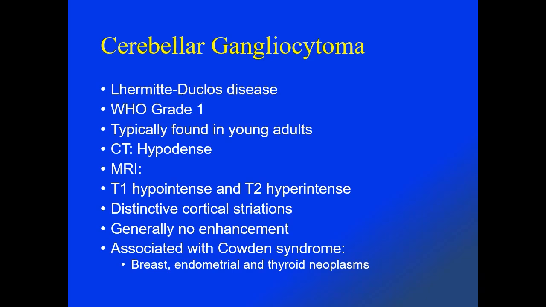This was a cerebellar gangliocytoma, also called Lhermitte-Duclos disease. It used to be considered a hamartomatous lesion, but according to the latest WHO classification, it is considered a low-grade tumor. It is typically found in young adults. It is hypodense on CT, T1 hypointense and T2 hyperintense on MRI images with demonstration of distinctive cortical striations and generally no enhancement. They can be associated with Cowden syndrome, in which case further evaluation for possible breast, endometrial, or thyroid neoplasms should be undertaken.